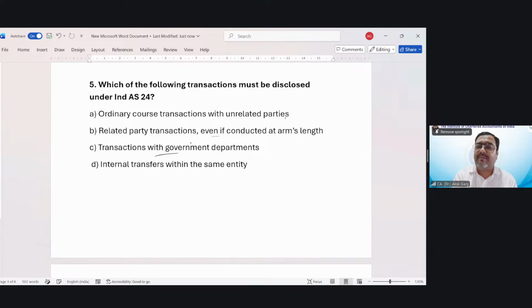Transaction with a government department, is it a related party? Internal transfer within the same entity? No. Transfer between two branches? No. So B is the right answer: related party transactions, even if conducted on an arm's length basis. Right, my dear friends? Okay. I hope it is clear.